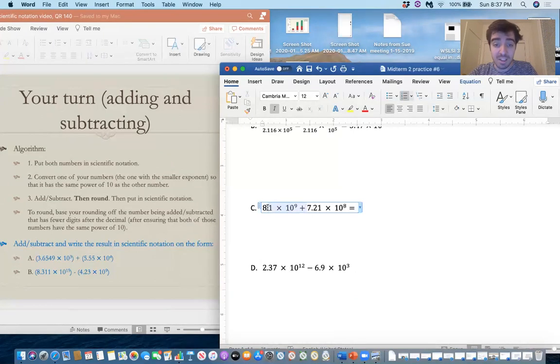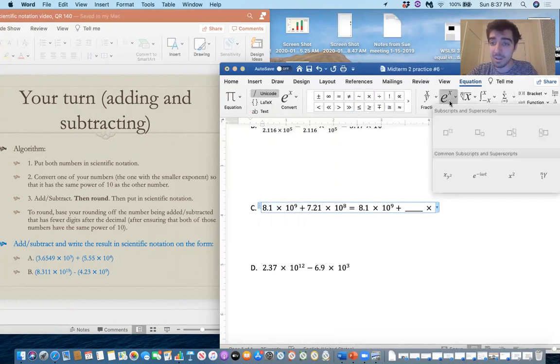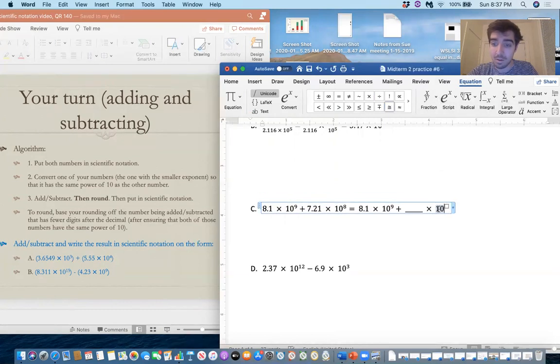So we're going to leave this first number alone, right, because it's the one with the bigger exponent. And then this second number we're going to change. We need to have a 10 to the 9, and 7.21 is going to have to change a little bit. So I'm going to leave a little blank here for where the new version of 7.21 is going to go. We know that we want this 10 to the 8th to become a 10 to the 9. So let's go ahead and put that down as what we desire. So 10 to the 9.